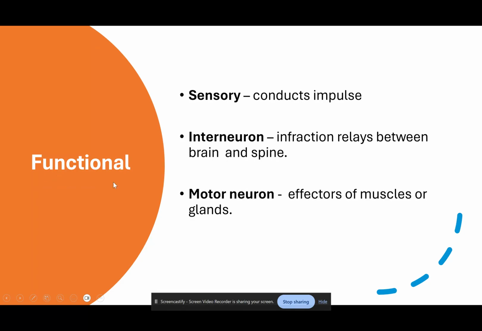When it comes to the functional categories of these neurons, we have sensory, which has the ability to conduct impulses. We have interneurons, which relay information between the brain and the spine. We have motor neurons, which are the effectors of the muscles and the glands of the body.